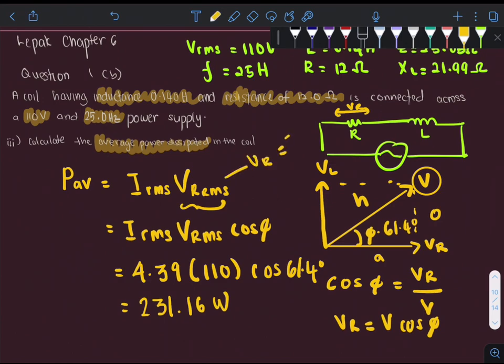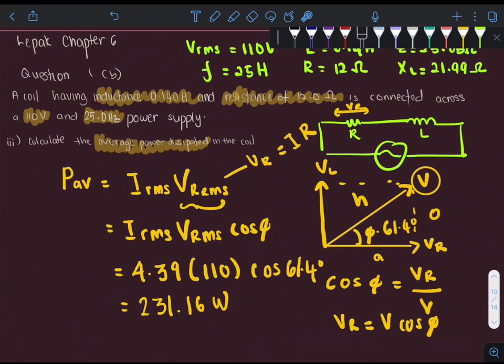where V across resistance is going to become IRMS multiplied with the resistance, where we also have both these values. It's just that we emphasize this equation because in our list of formulae in the exam and also in our syllabus, we have deduced that the P average dissipated in the coil is IRMS V RMS cos phi.